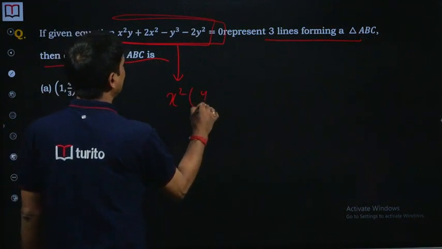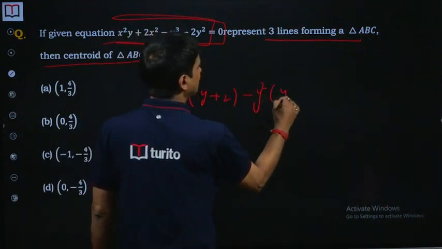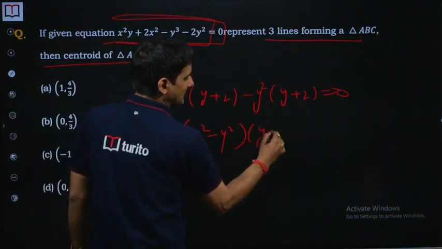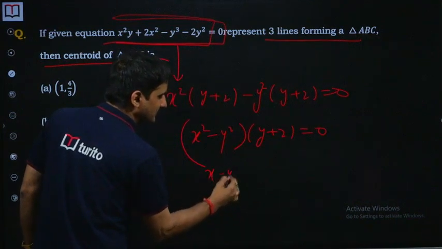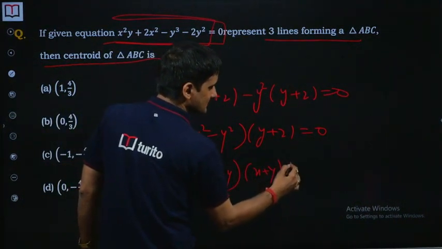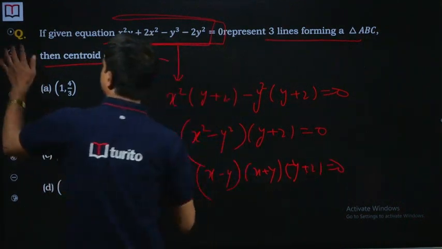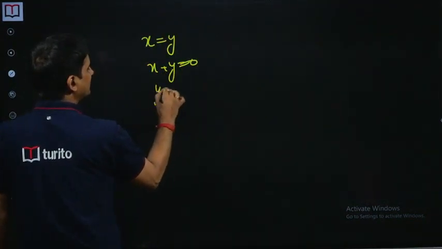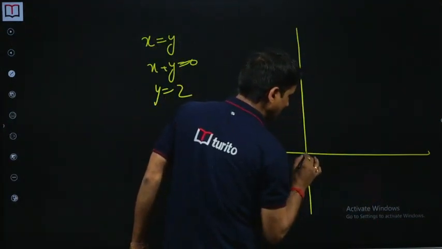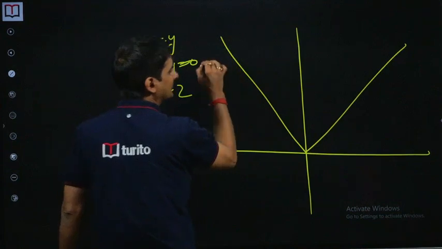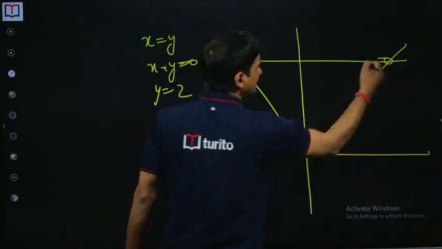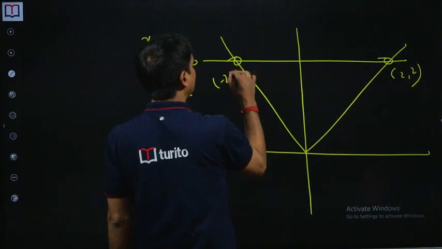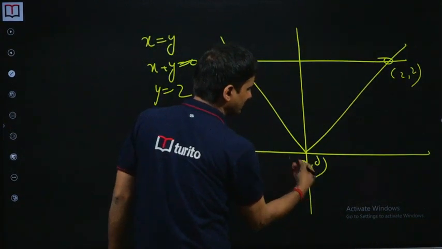So that's what I tried here. I took x square common, y plus 2, minus y square common, y plus 2, and this is equal to 0. So you got 3 factors. Every factor is a linear factor, so these are 3 lines. So what are those 3 lines? x is equal to y, x plus y equal to 0, and y is equal to 2. So if you draw it, x equal to y, x equal to minus y, and y equal to 2, and that's it. So what we need is the centroid. It's simple, isn't it? So it's 2 comma 2, minus 2 comma 2, and 0 comma 0. You can easily find the centroid.